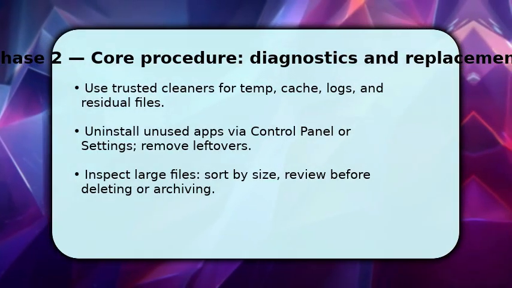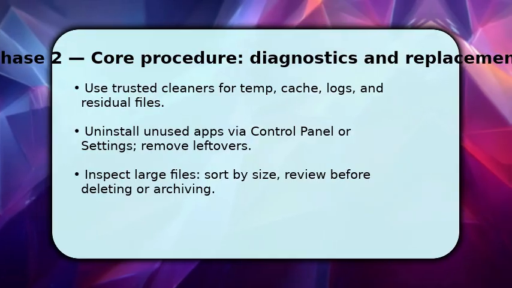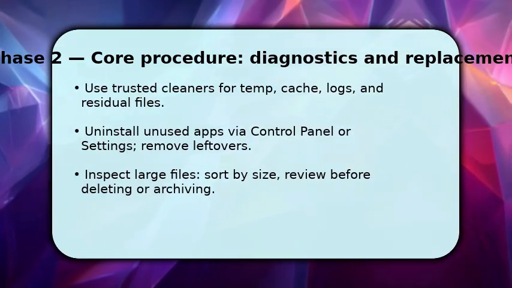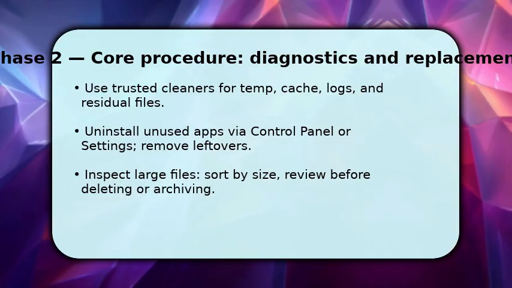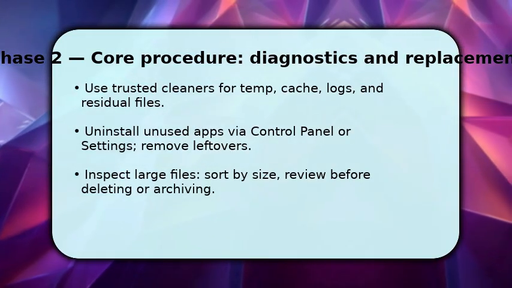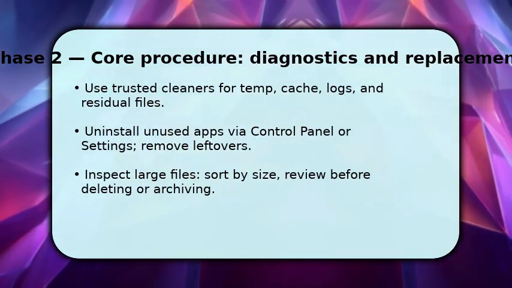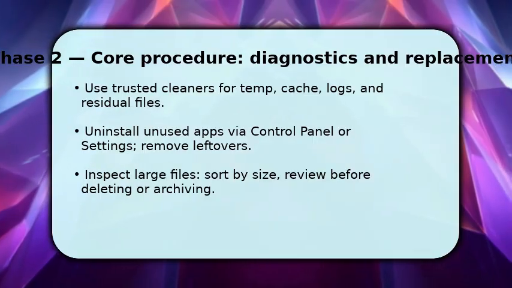Next, uninstall apps you no longer need through Control Panel or Settings, and then manually check program files and app data for remnants. Also, sort your drive by size to find big files. Preview them so you know what they are before deleting. Make sure to empty the recycle bin afterward, because freeing space only completes when deleted data is purged.